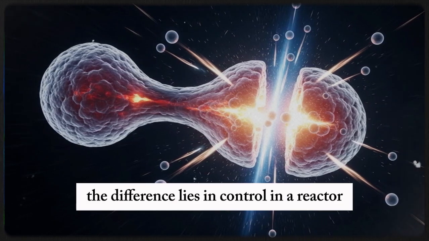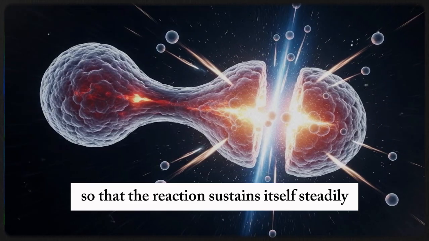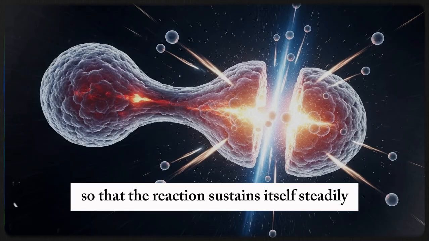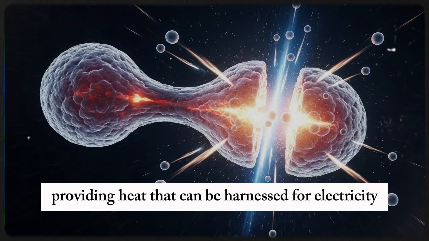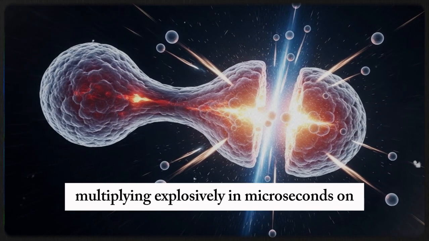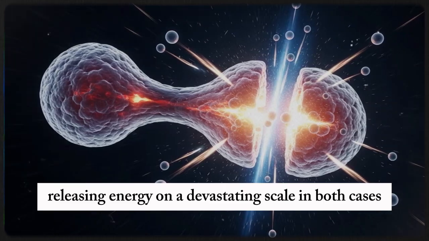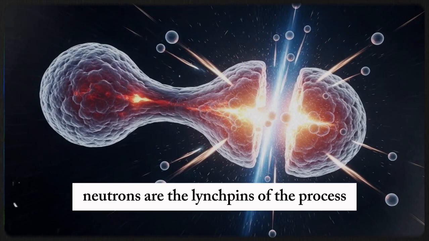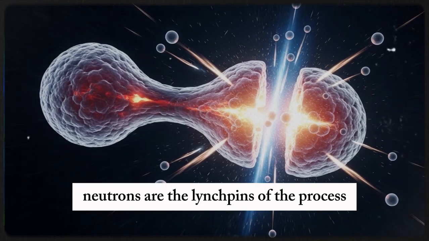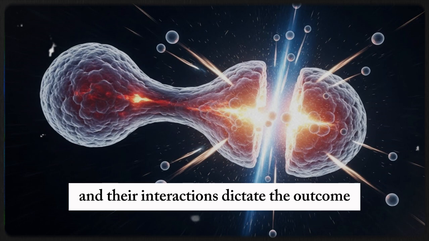In a reactor, the number of neutrons is carefully moderated so that the reaction sustains itself steadily, providing heat that can be harnessed for electricity. In a bomb, the process runs unchecked, multiplying explosively in microseconds, releasing energy on a devastating scale. In both cases, neutrons are the linchpins of the process. Their numbers, their energies, and their interactions dictate the outcome.